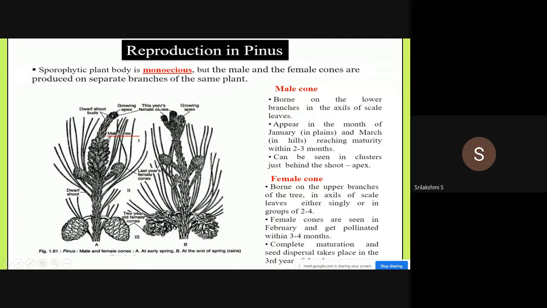And one more thing you should know here is male cones will be generally smaller in size compared to the female cones. Female cones are larger, male cones are smaller in size, more in number, and slightly soft in nature, unlike the hard and woody female cones. You should remember, generally these cones will be borne in the axil of the dwarf shoots. So next slide I will just go to.